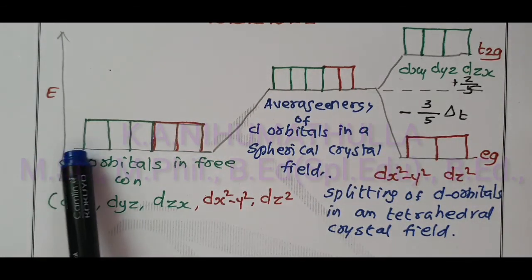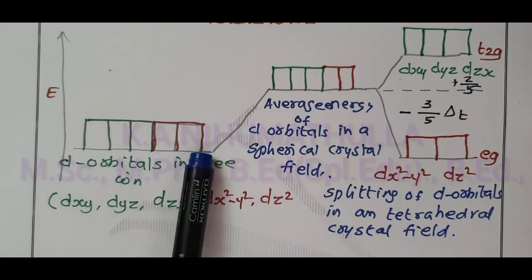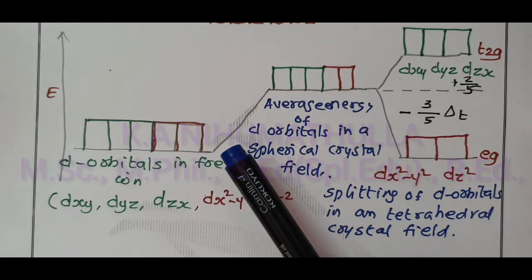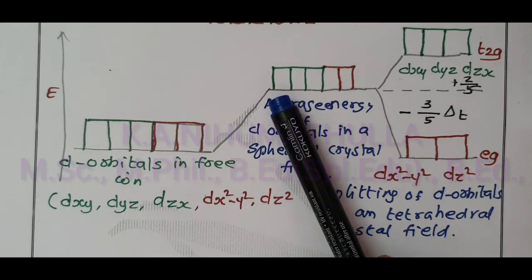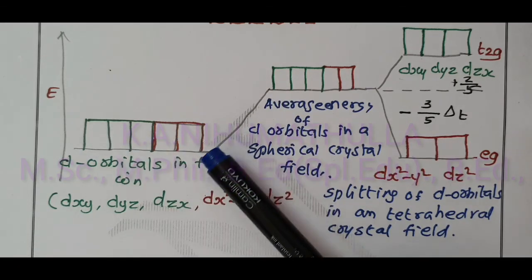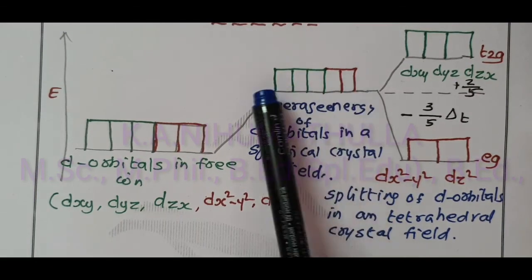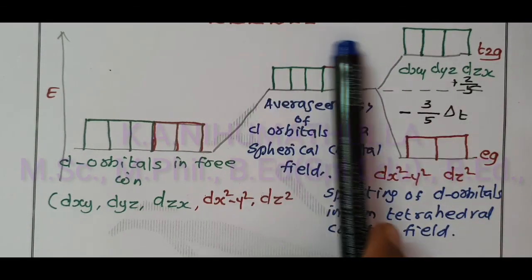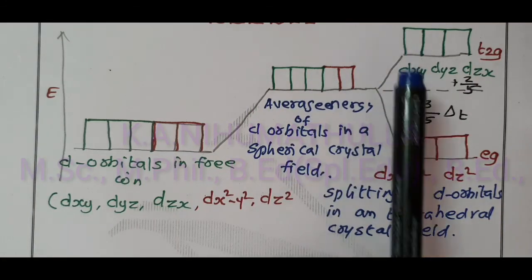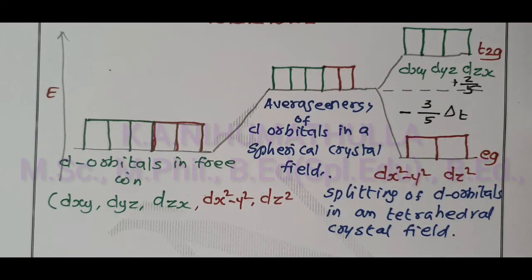This is your isolated gaseous atom ground state energy. When ligands approach the central metal ion, due to the repulsive force between the ligand electron and the vacant d orbital, its energy increases, but still the orbitals are degenerate. After that, splitting of the d orbitals of the central metal ion takes place. This is just opposite to the splitting that takes place in octahedral complexes.